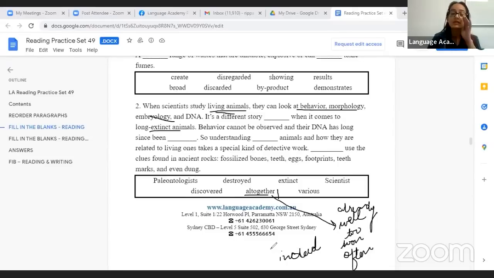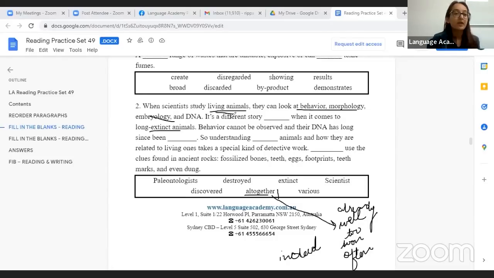Initially, usually, we don't need to add because they end with ly. So every word that ends with ly is an adverb. So you can make a list of the words apart from ly. Perhaps is one, for those who are noting. Always is one, sometimes is one, and altogether also is one. So here the answer will be: it's a different story altogether. Altogether means completely. So we can say it's a completely different story.